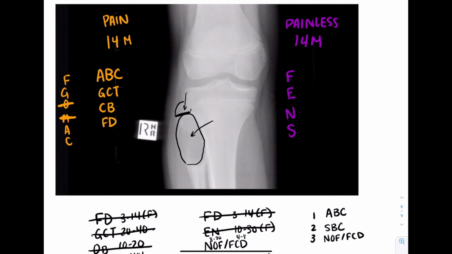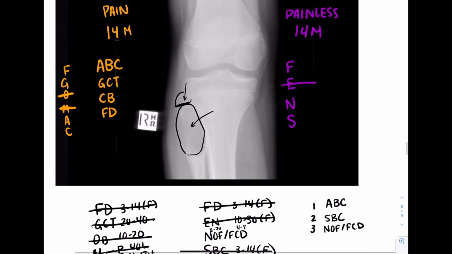So fibrous dysplasia and chondroma, NOF or FCD. Well, I know it's 14 years old, so it's going to be NOF, non-ossifying fibroma, and SBC. All right. And chondroma, does it like that location? Not really. So then here I have my 3. I already have my 3. I don't really have to do too much.